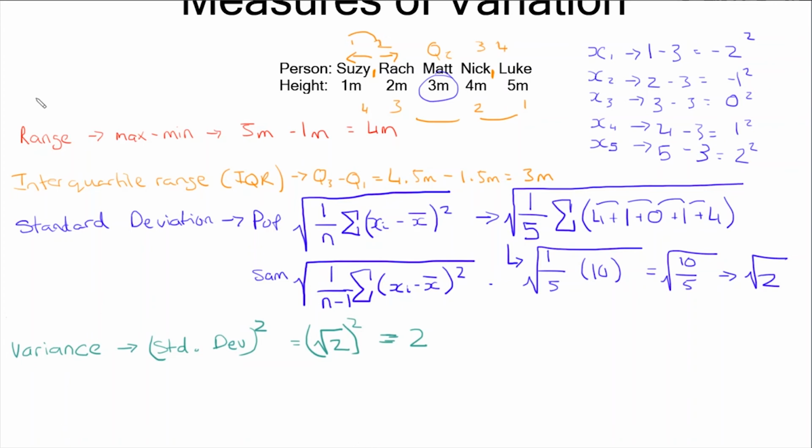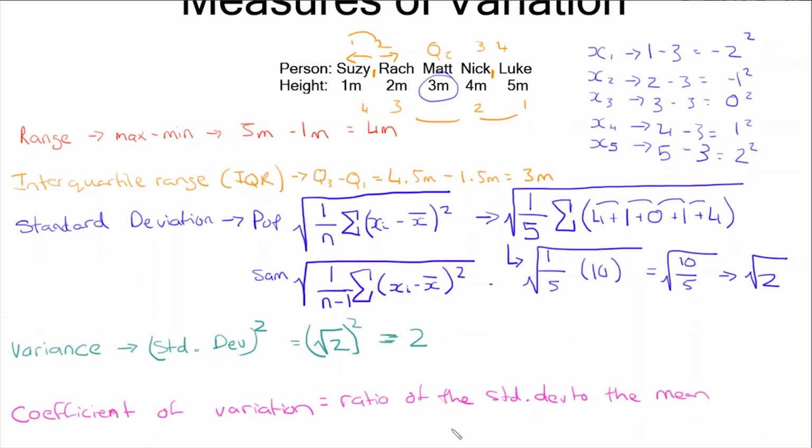And the final thing we have is something that doesn't come up too often, but it is pretty important. So we've got the coefficient of variation. So what is the coefficient of variation? It is the ratio of the standard deviation to the mean.